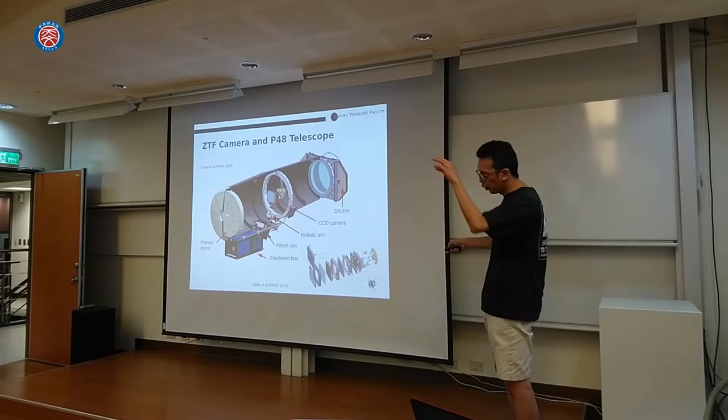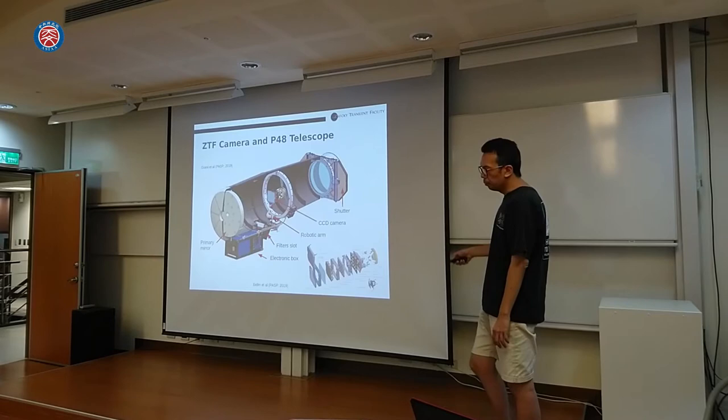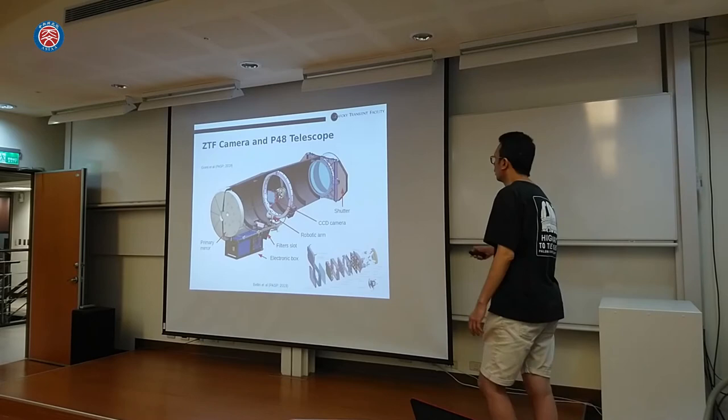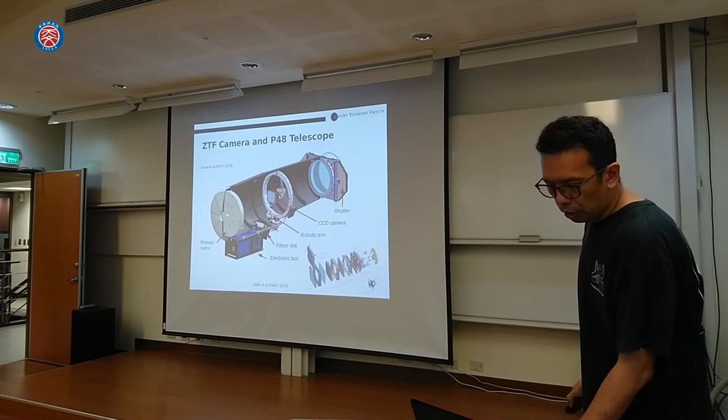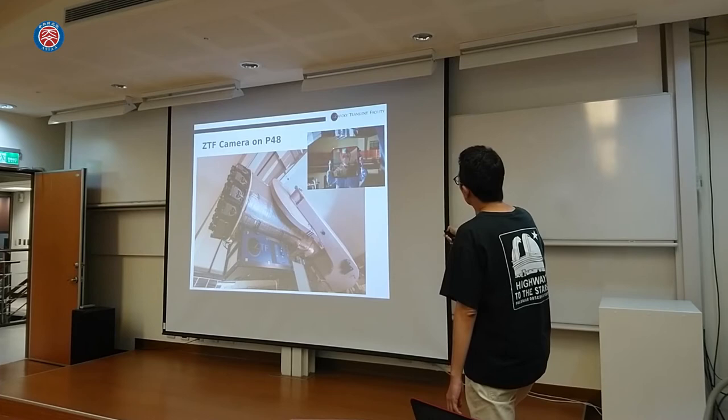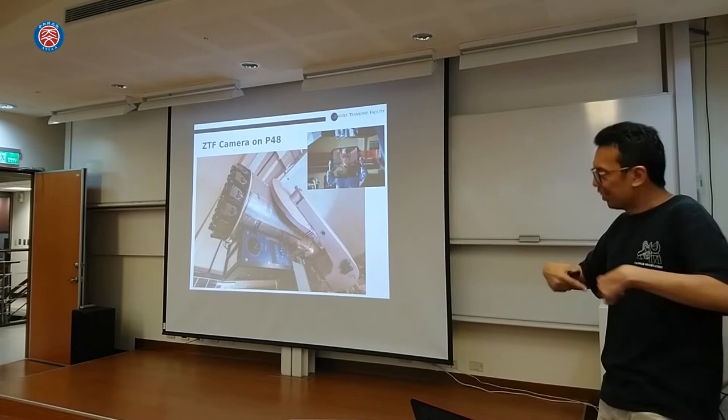It takes more than a minute to do this, so they try to avoid changing filters in a given night. Okay? And then this is a graphic box, and there is a paper to describe more details. So this is the reality, it's really there on the telescope. And this is the size of the filters, this big. Okay, so this big.